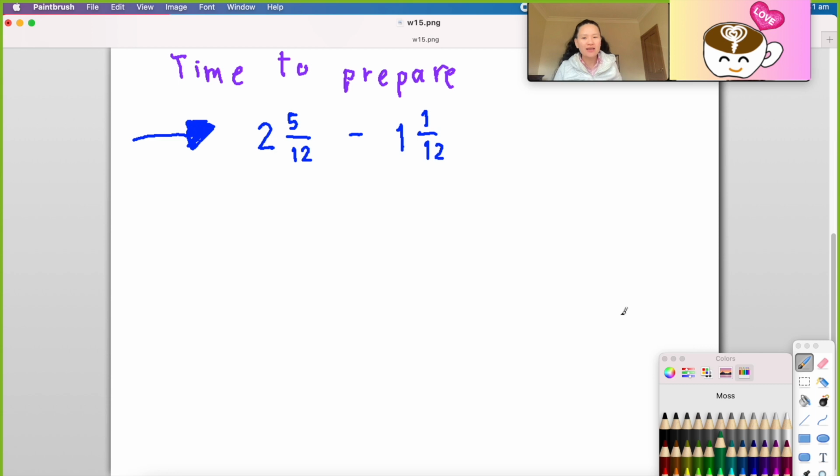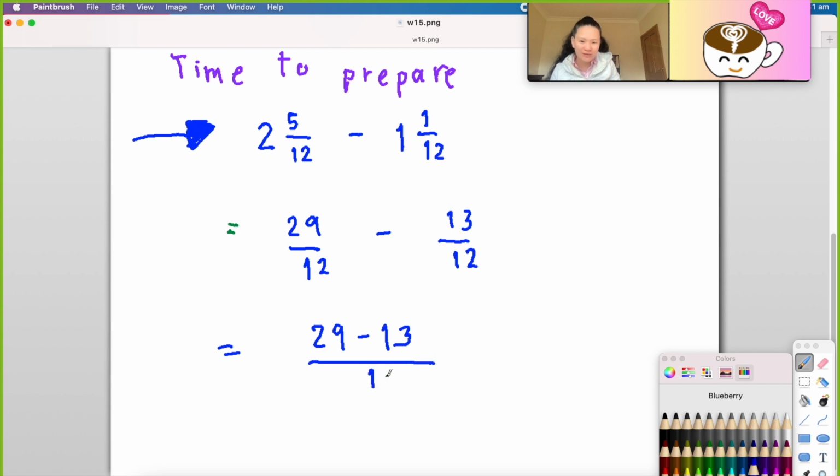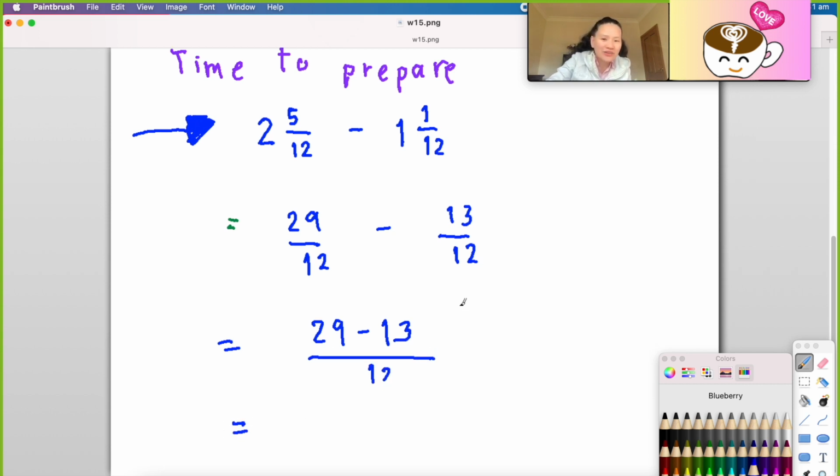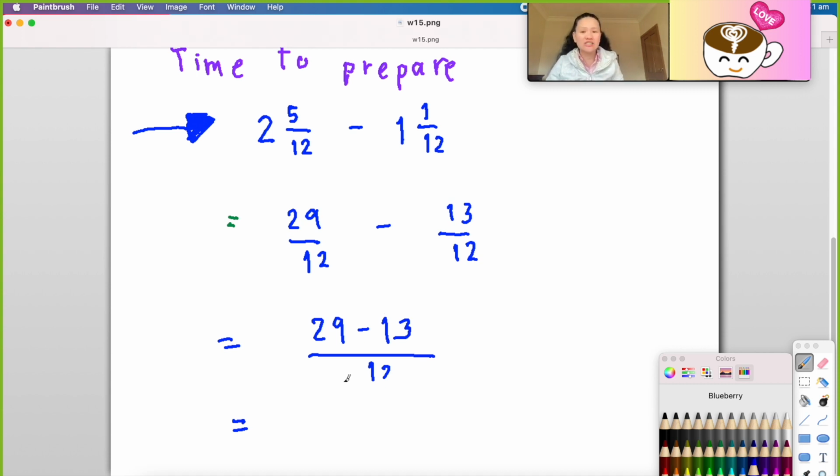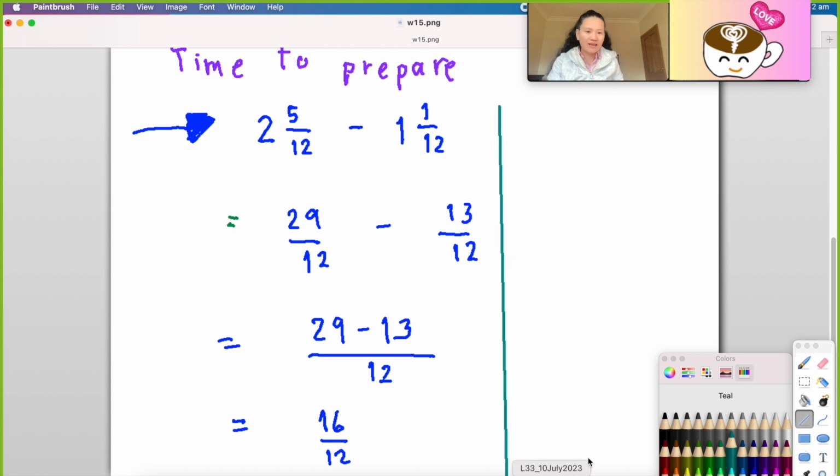Again, Grace, from here if we write down super quick, you solve this one: 12 times 2 is 24, plus 5 is 29 out of 12, minus 13 out of 12, which equals... Grace, can you write out again super quick? I'm going to help you very quick: 29 minus 13, 16 out of 12.